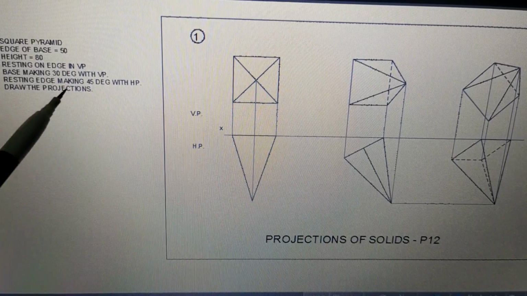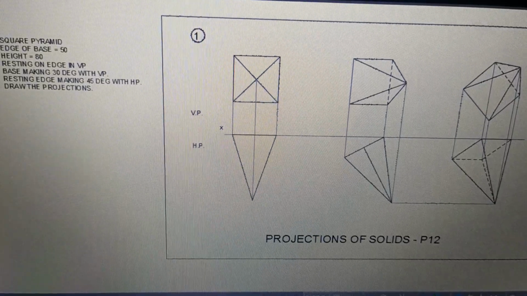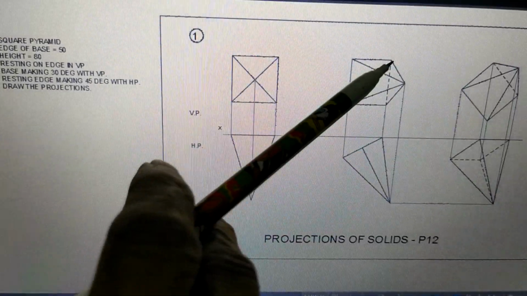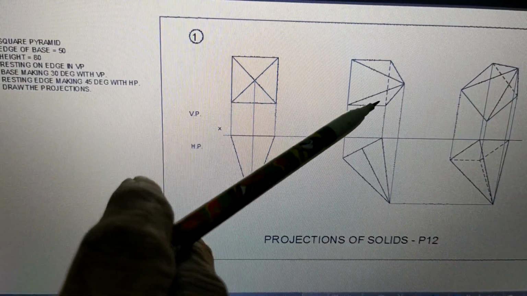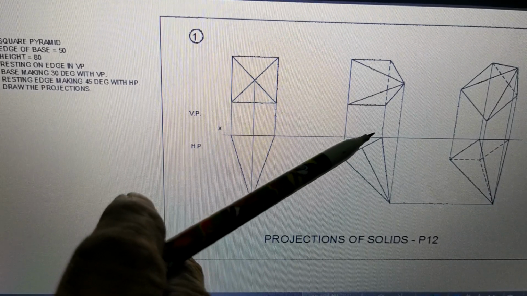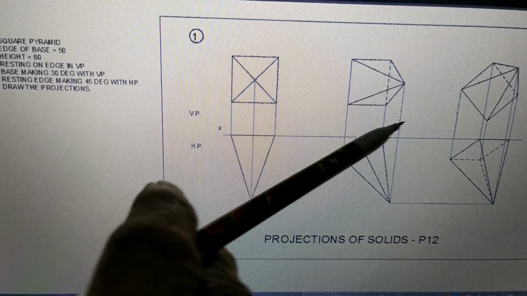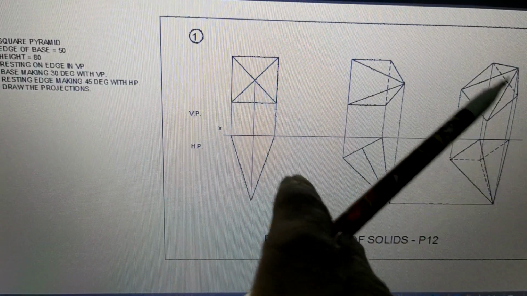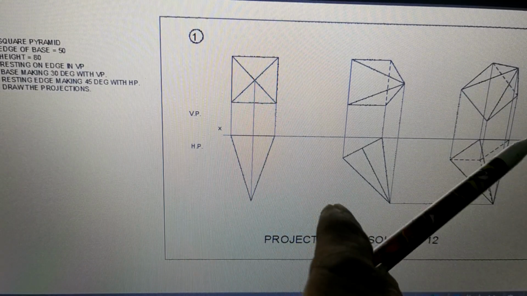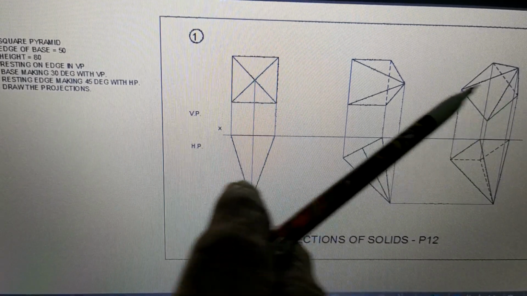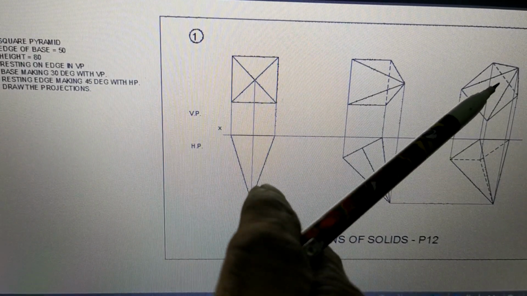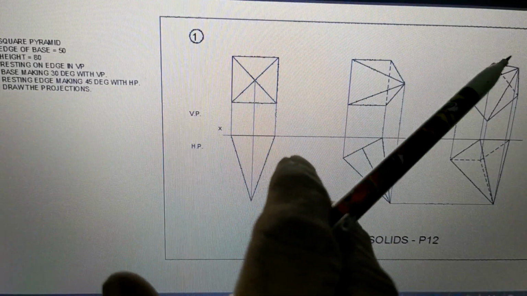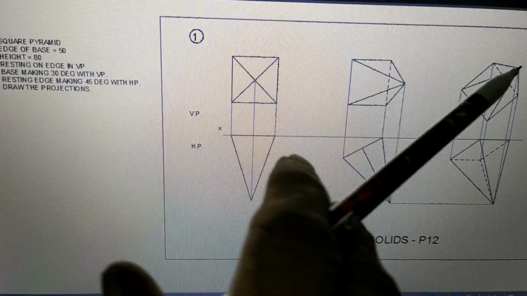Now it says the resting edge is making 45 degrees with HP. Now 45 degrees with HP means this line, the edge on which it is resting, AB, right now is at 90 degrees. So this angle of 90 degrees, you have to make it 45 degrees. So this figure is repeated here at the revised inclination. This AB edge is going to make 45 degrees here. Once you draw this figure the same with the inclination, this view is ready. You have to of course repeat the names A, B, C, D. So here also A, B, C and D. This is O, so this is going to be O.